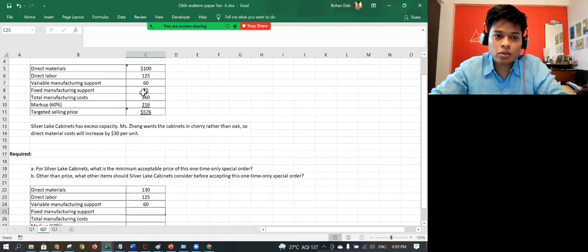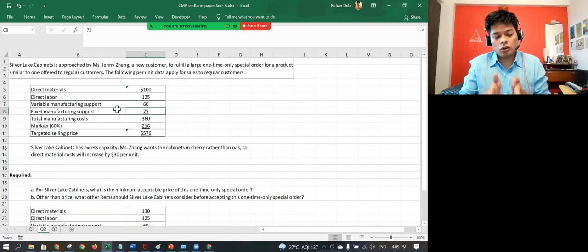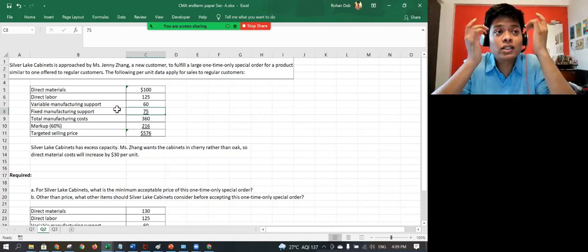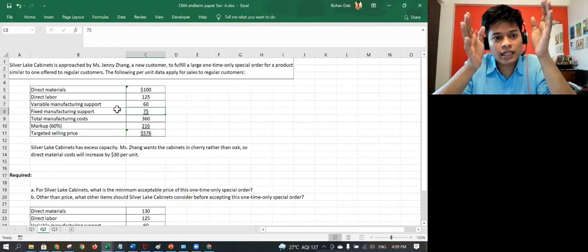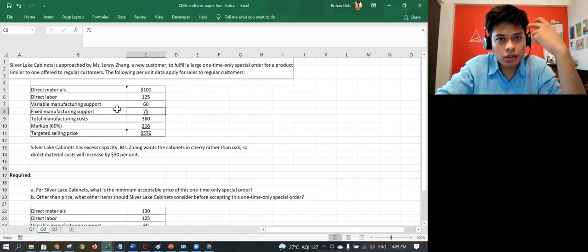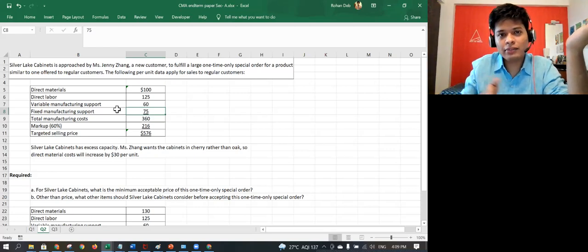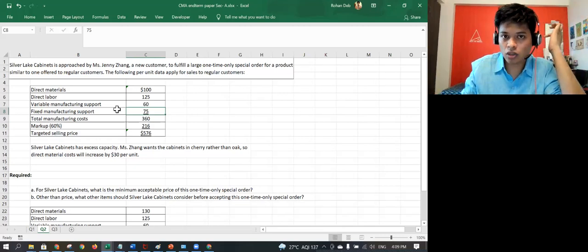However, fixed manufacturing support. So fixed manufacturing support is already allocated on the basis of the units that are being produced. Let's suppose that the fixed manufacturing overhead is 75,000 and they are producing 1,000 doors. So that's how they've got the 75. Now I don't really know how many units they're producing, but we know that there's an excess capacity. So if I want to produce further, there will be no additional cost. Okay, so this 75 is not a relevant cost for me when I try to find the minimum amount.